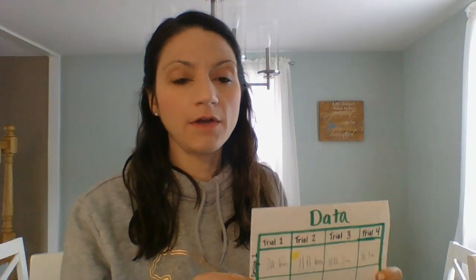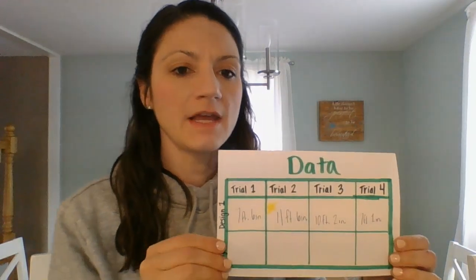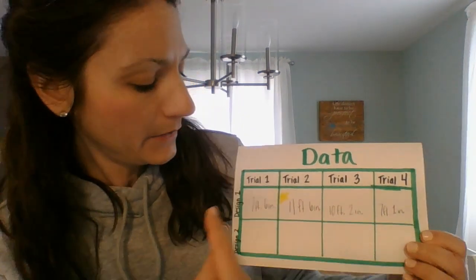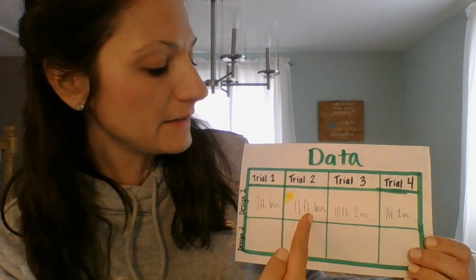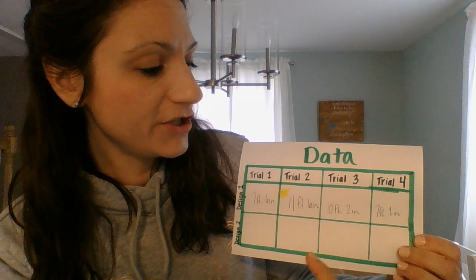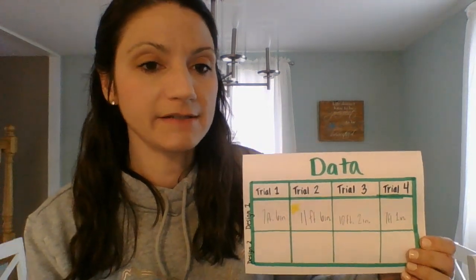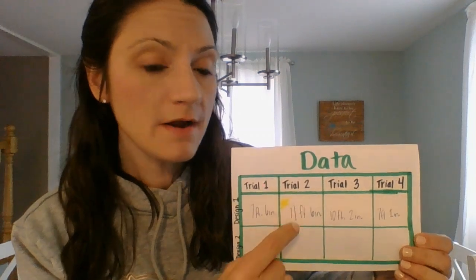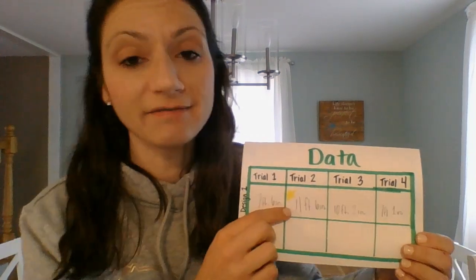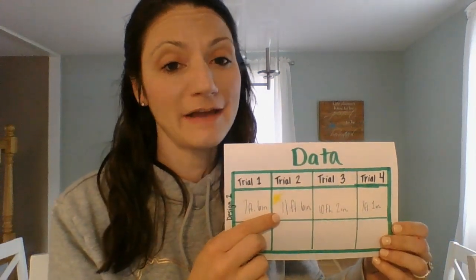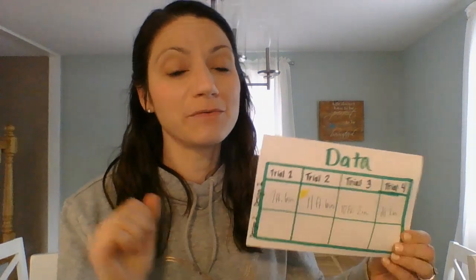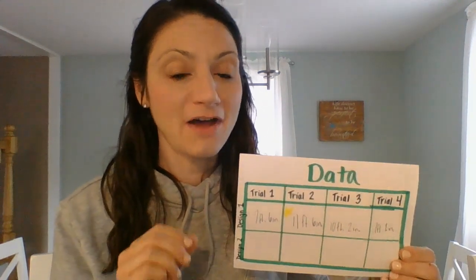All right, so I did my 4 trials and I had 7 feet 6 inches, 11 feet 6 inches, 10 feet 2 inches, and 7 feet 1 inch for my 4 flight distances. So I put a star next to my longest flight. It was 11.5 feet, or 11 feet and 6 inches. And I was really excited about that one. I thought it was awesome.